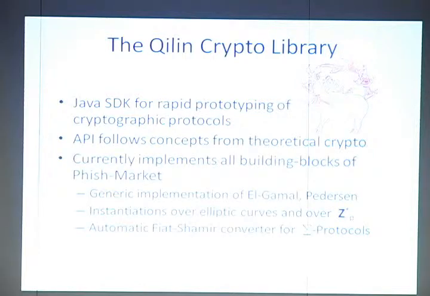What we have currently implemented are all the building blocks that we needed to build the Phish-Market. ElGamal and Pedersen are the encryption and types of commitments that we use. It's generic enough that we can instantiate basically over elliptic curves or over modular arithmetic without changing the code. So you can write your code using homomorphic encryption without even specifying what type of homomorphic encryption it is going to be, and later plug in ElGamal over elliptic curves without changing your code.